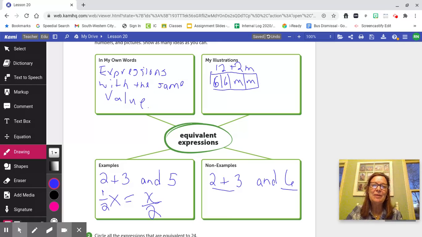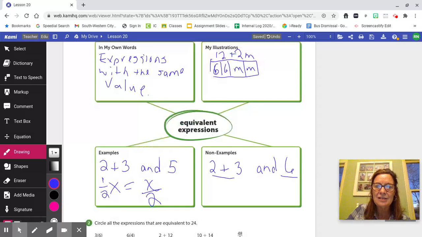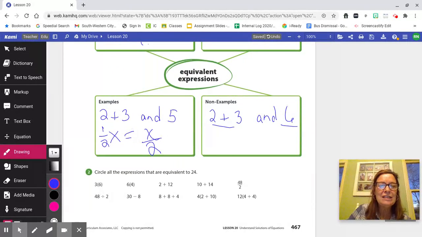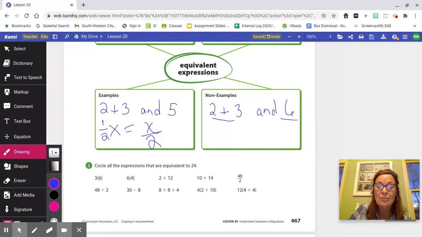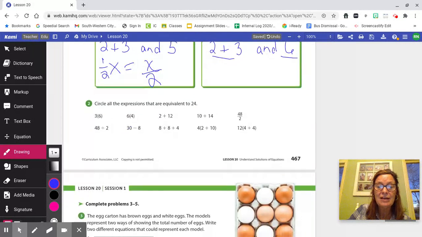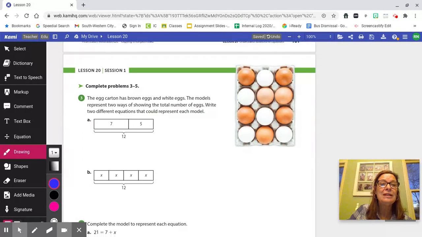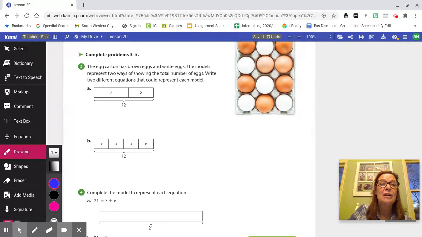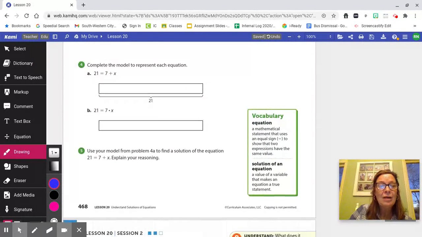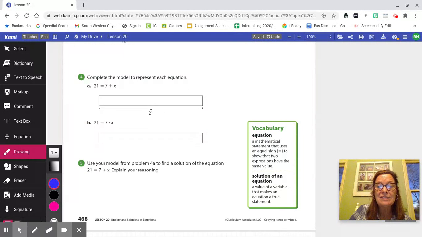So we're going to stop there. I think this is a pretty easy concept. You do need to do number 2 on this page by yourself, 467, and then complete the next page for homework, numbers 3 through 5 on page 468. And we will continue tomorrow.